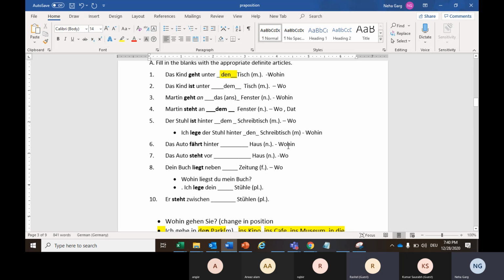Das Auto fährt hinter das Haus. Because it's driving, there is a movement. So it's going to be accusative. Sehr schön. Next, Saurabh, your turn.